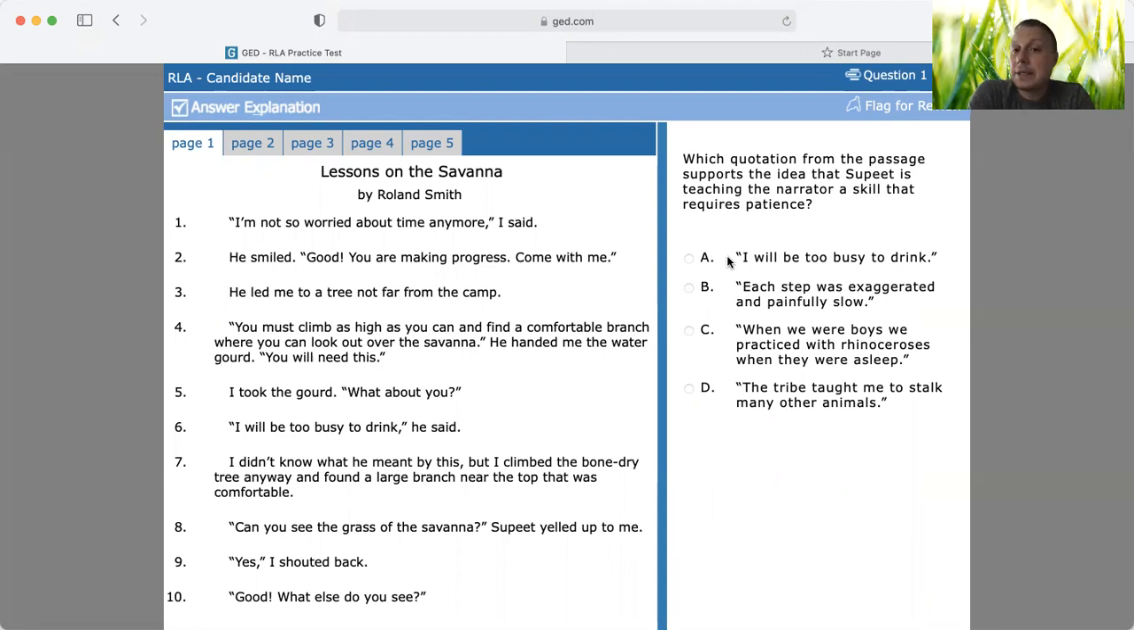I'll read it for you guys, and then we'll go through the questions. It says, "Lessons on the Savannah."